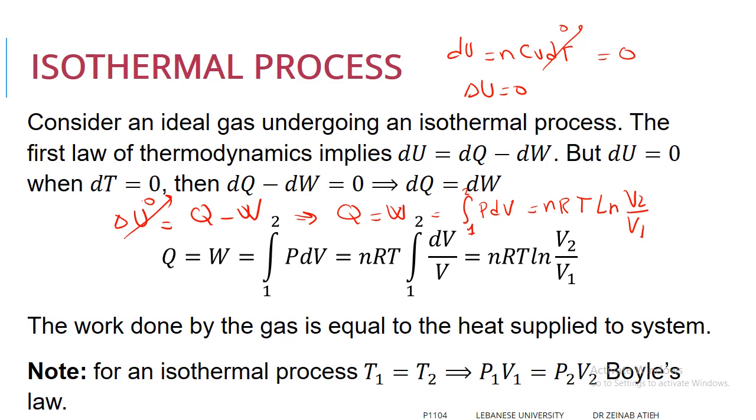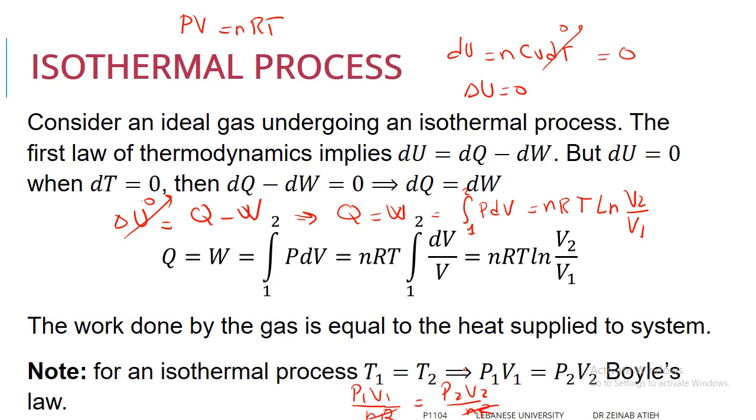Remember that for an isothermal process, if we have an ideal gas and T1 is equal to T2, this will give me for sure back the ideal gas equation, so PV equals nRT. So I will get here T1, which is equal to P1 V1 over nR. It's equal to P2 V2 over nR. So nR with nR is cancelled, so I will get P1 V1 equal to P2 V2, which is known as Boyle's law.